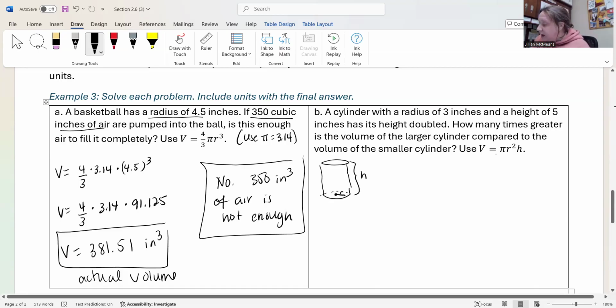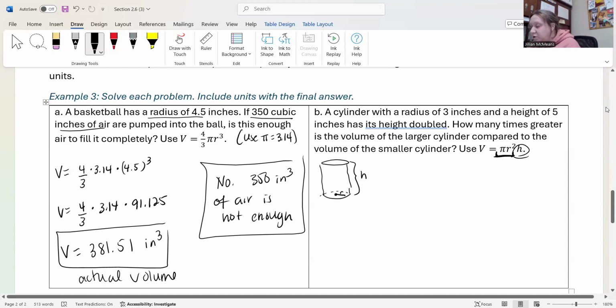So notice here we have the area of the circle, pi r squared, and then we just multiply it by the height. So the volume is pi r squared, that's the area of the circle, multiplied by the height, and that gives us that three-dimensional space that we have to fill in, okay?